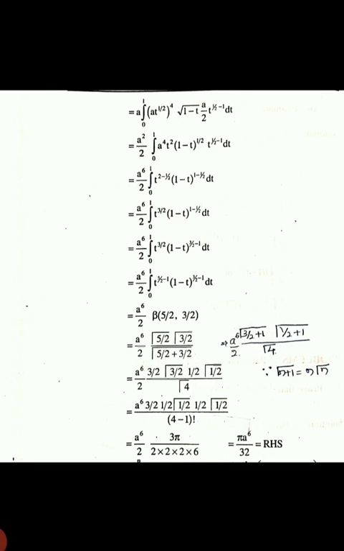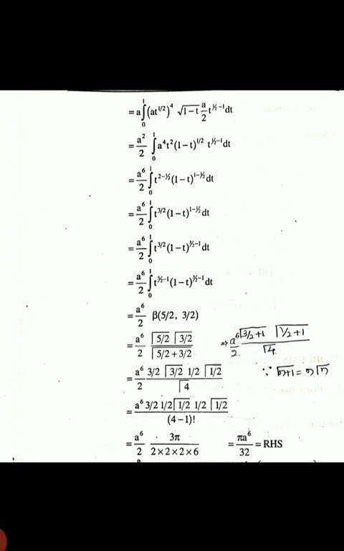It can be rewritten as 1 minus t raised to 1 minus 1 by 2 into dt, because we have to convert it into the form of x to the m minus 1, 1 minus x to the n minus 1 into dx, because it is a beta function. See here, a raised to 6 divided by 2 as it is, integration from 0 to 1, t to the power 2 minus 1 by 2, which is 3 by 2. 1 minus t raised to 1 minus 1 by 2 as it is.